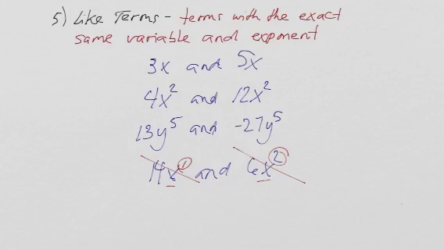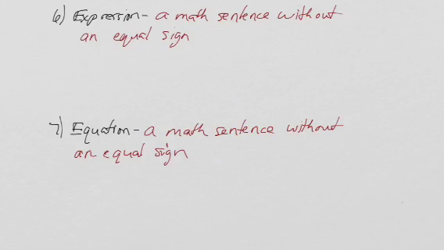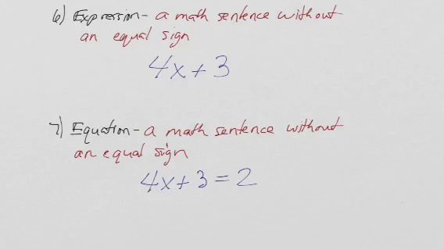All right, just last couple words on here now. First, we have an expression. It's a math sentence without an equal sign, so something like 4x plus 3. There's no equal sign there, which means there's no actual answer to this problem. But if I put an equal sign on, that changes it from an expression to an equation.